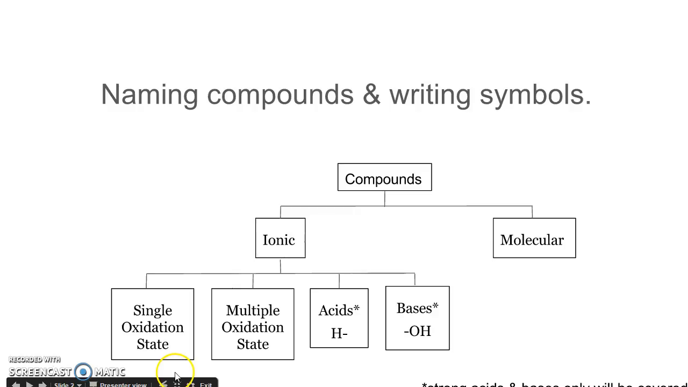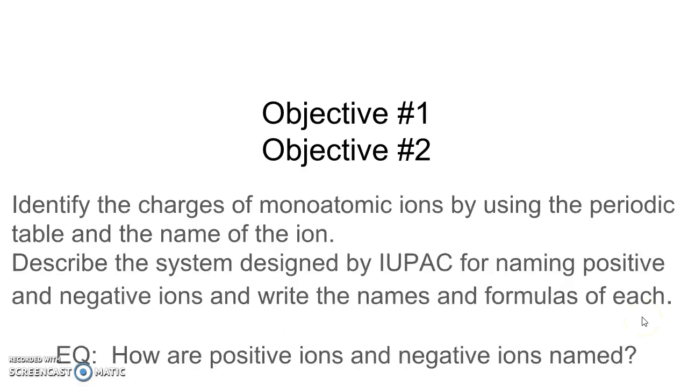And then have a single oxidation state, ones that have multiple oxidation states. You know those ones I said we were going to ignore last unit. Well, those are now going to come back to haunt us. And we're also going to talk about acids and bases, but only the strong ones. We're not going to deal with much in terms of acids and bases. And then how to name molecular compounds, which are nonmetals bonded together.